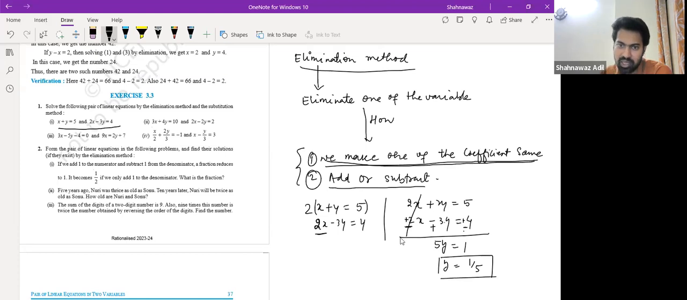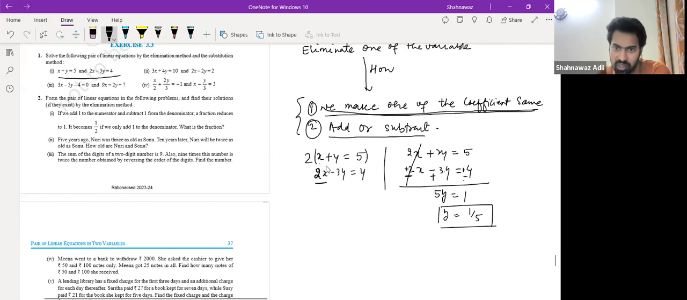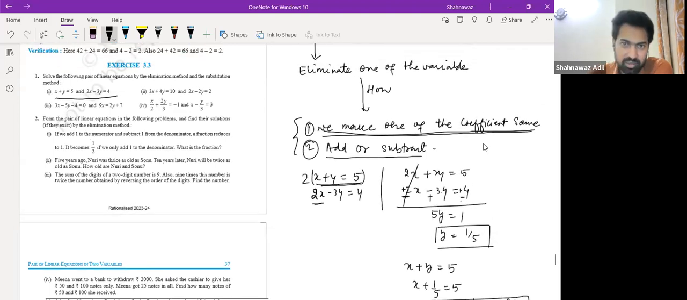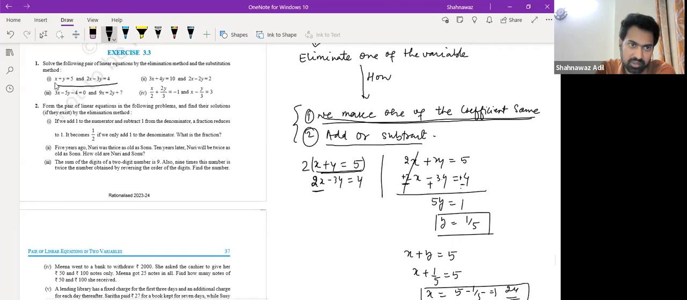Okay, sir. And to calculate the value of x, we have to use this equation, right? So x plus y is 5. So x plus 1 by 5 is 5. So x is 5 minus 1 by 5, which is 24 by 5. Right. Yes, sir. So please note it down. Yes, sir. I didn't write the question. So this was the question. And now you will help me in solving the second problem. Yes, okay, sir.